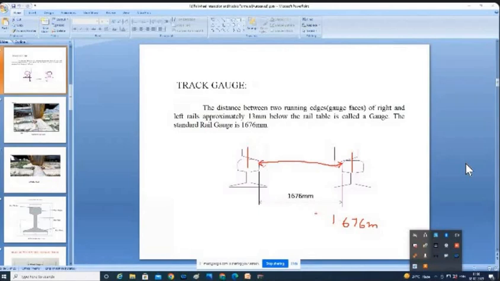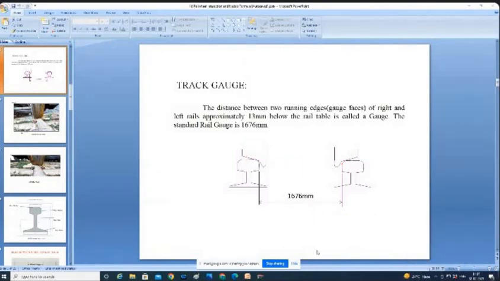If it is above, it is slack. If it is below, it is tight. I hope it is clear what the track gauge is. Track gauge is clear. Now, once gauge is clear to you, we'll go again to the rail.